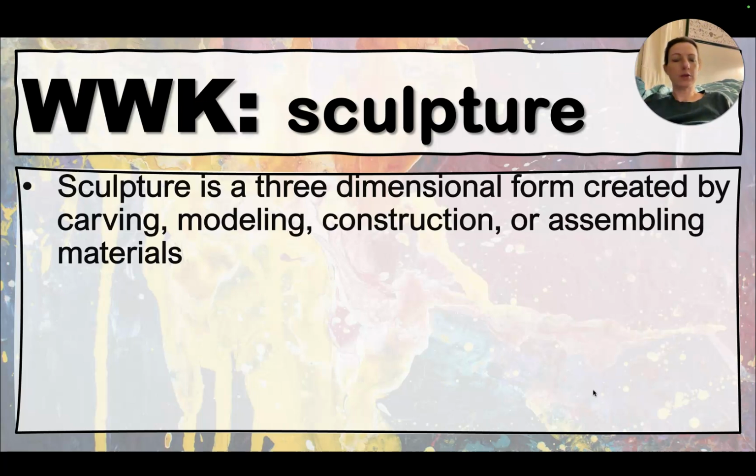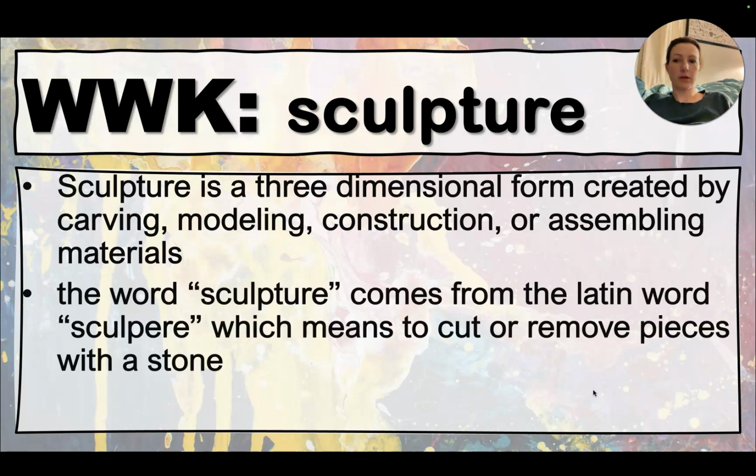Sculpture is a three-dimensional form created by carving, modeling, construction, or assembling materials. The word sculpture comes from the Latin word sculpere, which means to cut or remove pieces with a stone.